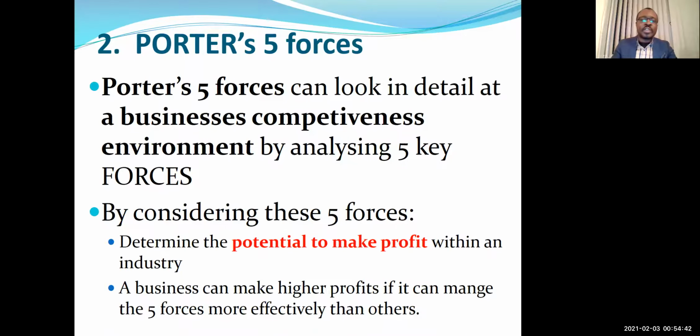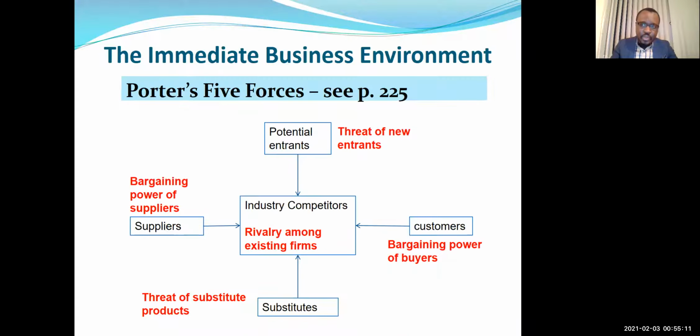Now, Porter's 5 forces look at the immediate, all right? So they consider 5 forces, developed by a learned person, Professor Michael Porter. He's saying let's look at these ones which are closer to us, not the bigger picture, the immediate ones, okay? A business can make higher profits if it can manage these immediate 5 forces effectively than the others. So here we are talking of industry players, one-to-one, okay? Boot for boot.